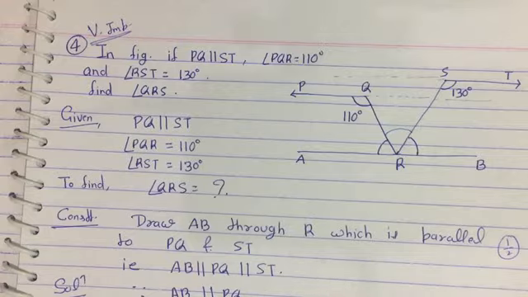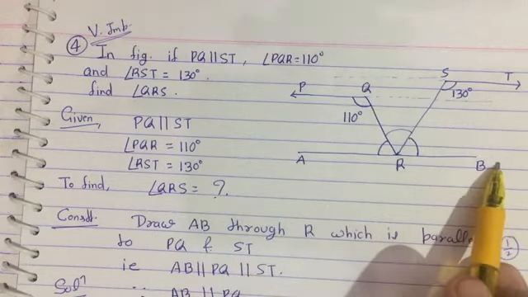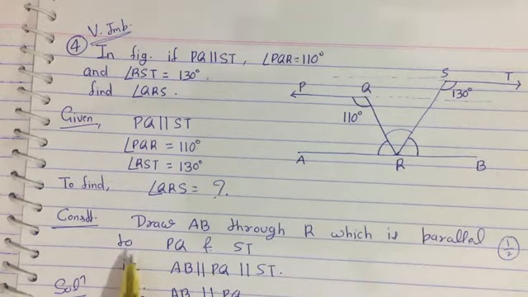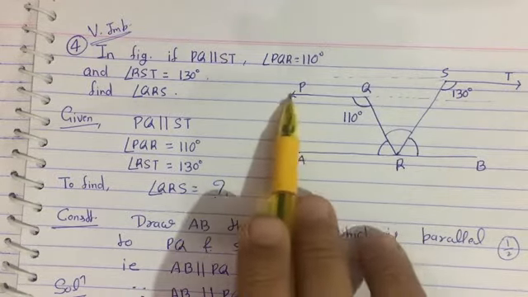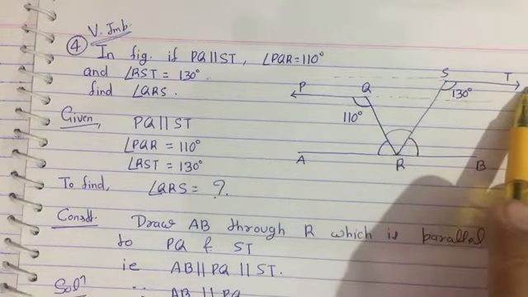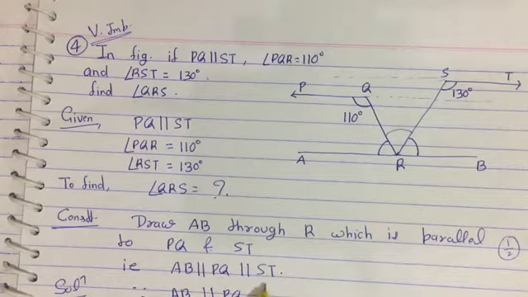If you do not do this construction, then you cannot solve the question. You have to draw AB through R. We will draw a line AB through R which is parallel to PQ and ST. The line AB is parallel to PQ as well as parallel to ST. That is, AB parallel PQ parallel ST, because PQ and ST are already parallel to each other, and in our construction we have done AB parallel to PQ and ST.